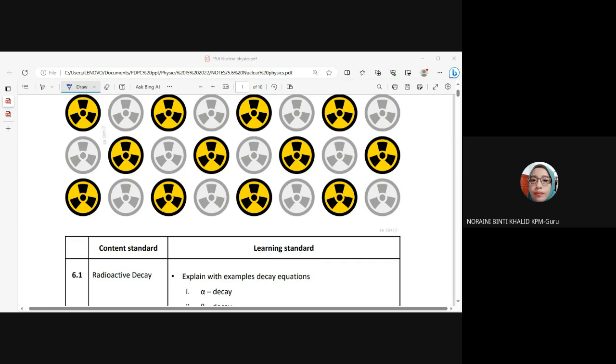Kalau ada soalan, you all boleh just buka mic tu, boleh tanya terus. Ataupun boleh write dalam chat pun boleh. Okay je. Okay, kita guna notes.